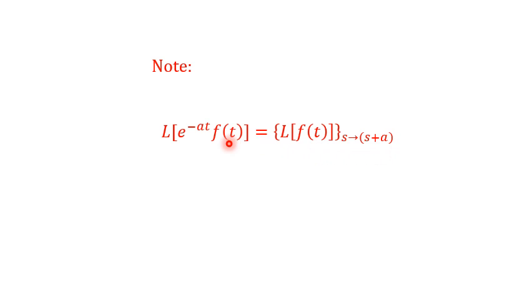So if your function f(t) is multiplied by e^(minus at), that is, the power of the exponential function is minus at, then you have to replace s by s plus a. And if the power of the exponential function is plus at, you have to replace each s by s minus a.